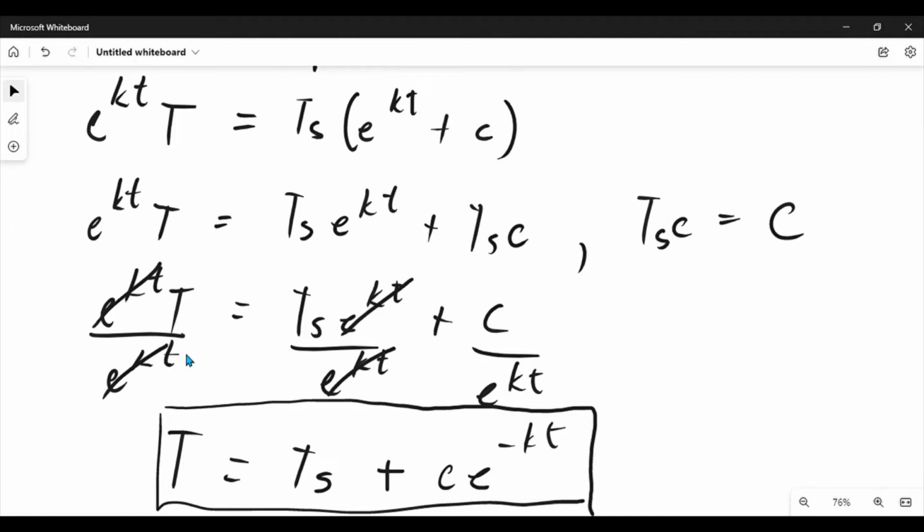And then after that, we divide both sides of the equation by e raised to kt to solve the temperature T. So you have here T.